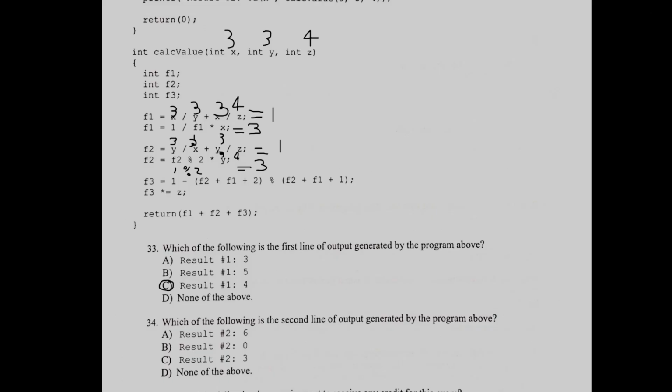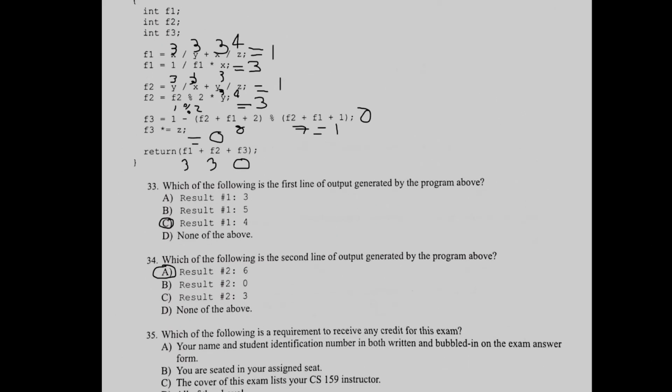3 plus 3 plus 2, which is 8. Modulus 3 plus 3 plus 1, which is 7, so that's going to be 1. So that's going to be 0 times 4 is still 0. So 3 plus 3 plus 0 is 6. 34, the correct answer is A.